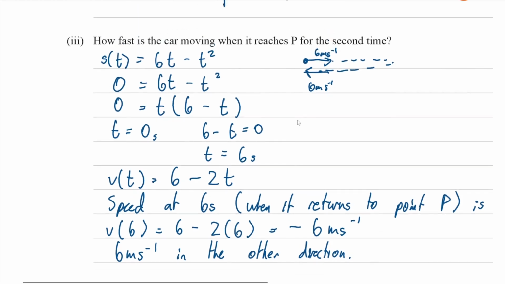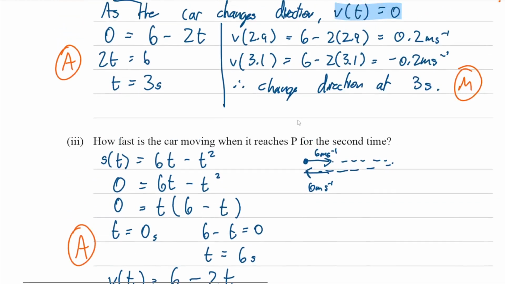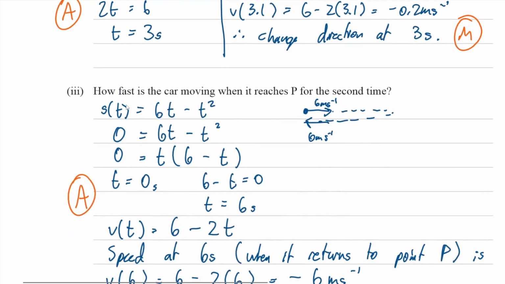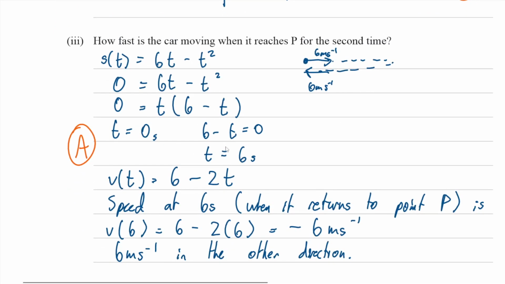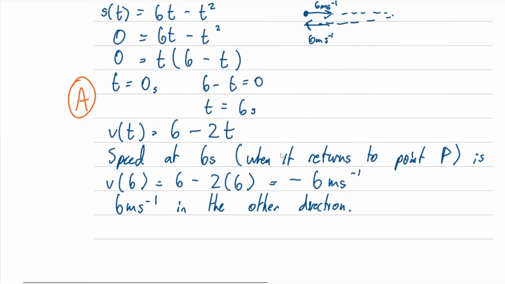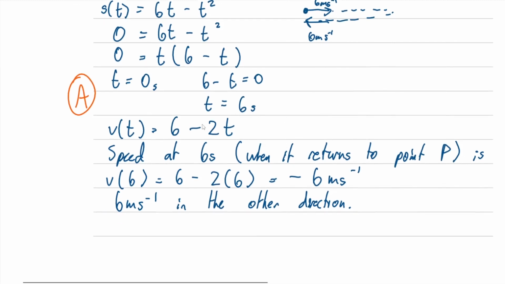Cool, so for this question, if we got time equals 6 seconds, by firstly acknowledging that it'll reach P when the distance is 0, and then we solved for t to get 0 and 6 seconds, right, that would be achieved. We then use that time in our speed equation to find the final velocity, and we link that to being in the other direction. That would be the merit component.